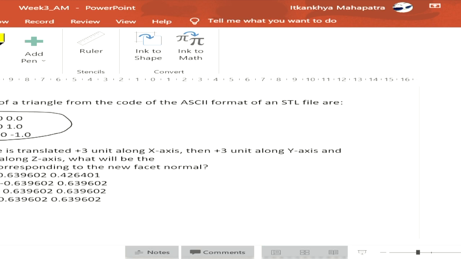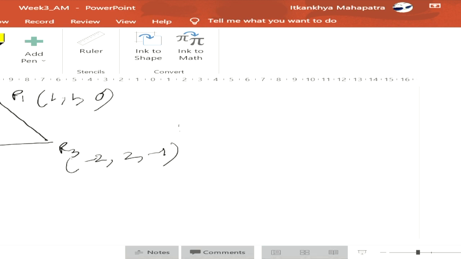Now, we have a rule that in translation, the normal will not change, whether it is moved with respect to the x-axis, y-axis or z-axis. So we need to completely ignore this part. We need not consider it from here to here. We do not need to worry about this. Okay, so we will solve the question now.